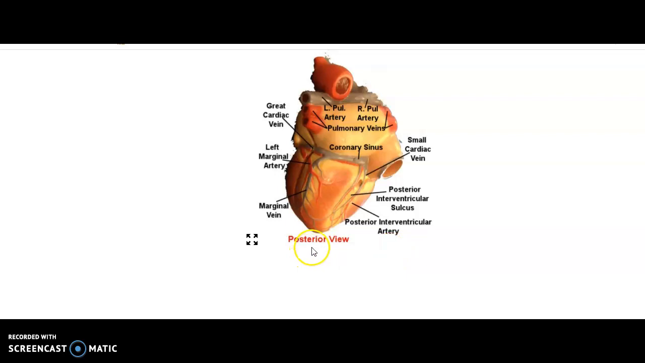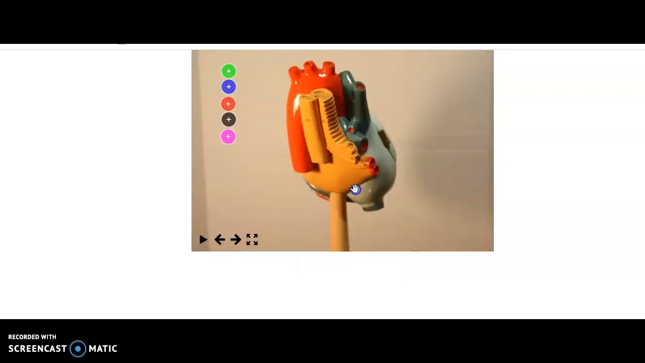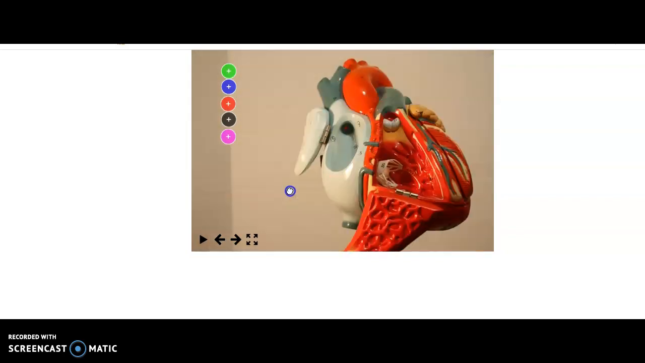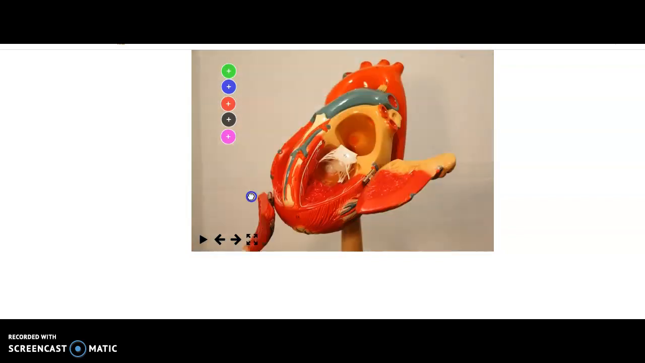And last but not least, we have the small cardiac vein going up. So spin the model around, try to find all those landmarks. It gets to a point here where it pops open so you can see the internal structures too. And that is our heart. Thank you.